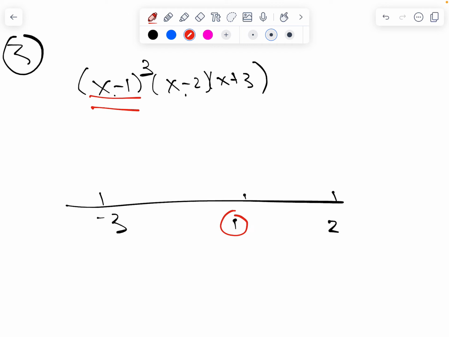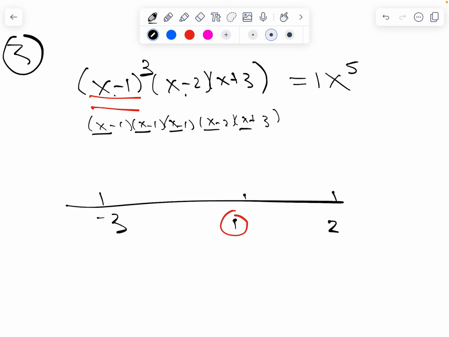Now, what is the degree of this polynomial? If I was to multiply this polynomial out, then I would end up getting x to the 5. Now, where am I getting that 5? This would be x minus 1, x minus 1, x minus 1, x minus 2, x plus 3. If I multiplied all of this out, I would have x times x times x times x times x. That's where the 5 x's are coming from. I know the polynomial will start with 1x to the 5th. Also, look at these guys. This is 1, 1, 1, 2, 3. And it's going to end in 6 or negative 6.